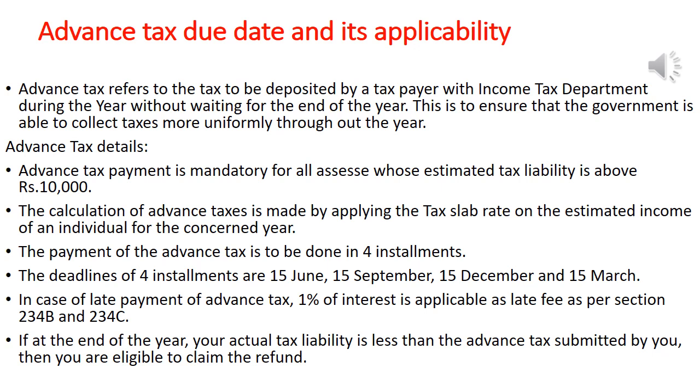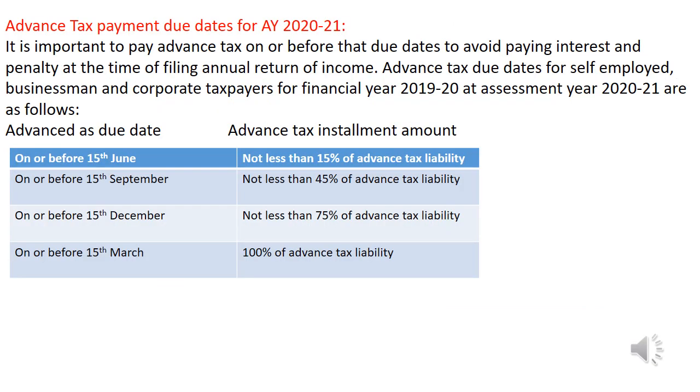And if you have paid an advance tax which is more than the actual tax liability, then you are eligible to claim the refund. Let us consider this example for the assessment year 2020-21, that means the financial year 2019-20. How are the advance tax payment due dates? Generally advance tax is paid to avoid interest or penalty. So advance tax due dates are given for 4 installments on 4 due dates: 15th June, 15th September, 15th December and 15th March.